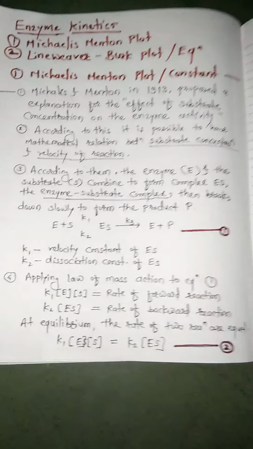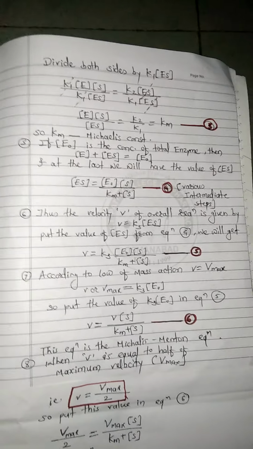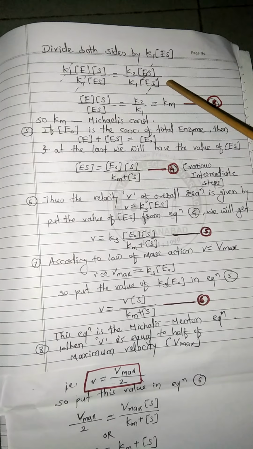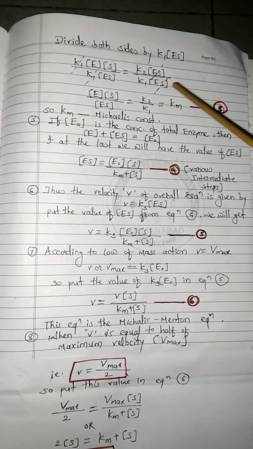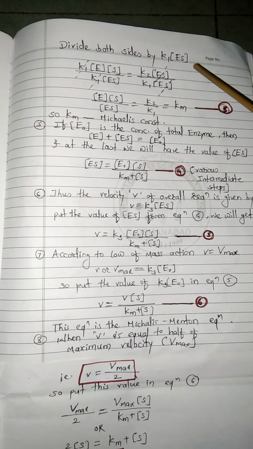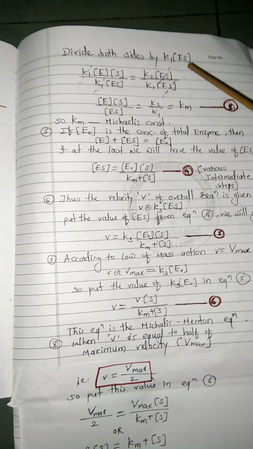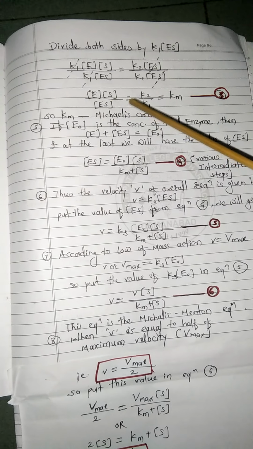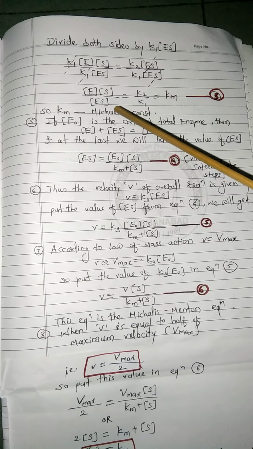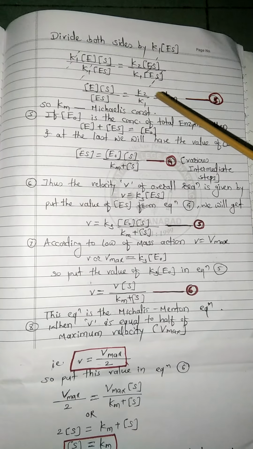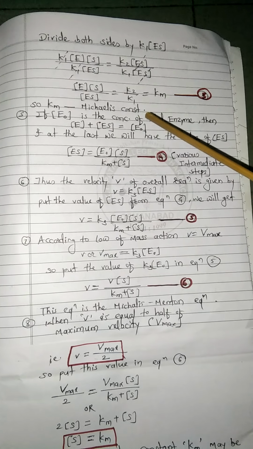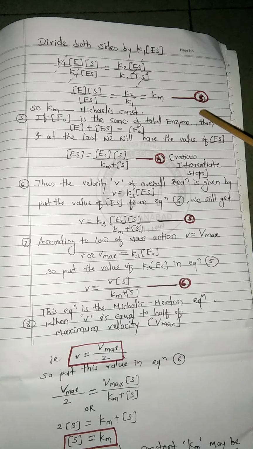Okay, so this is our second equation. Now moving towards it, divide both sides by K1 and S. Whatever your second equation is, you should divide both sides by the rate of forward reaction. As I make the marking here, you will finally get enzyme times substrate over enzyme substrate complex, equal to K2 over K1, which is equal to Km, the Michaelis constant, as I have shown. This is equation three.